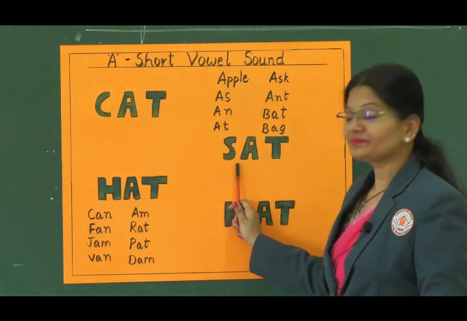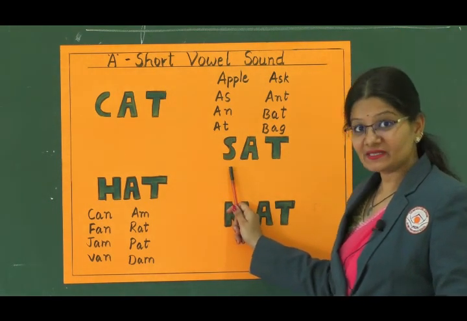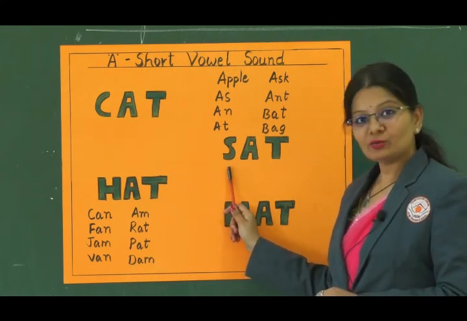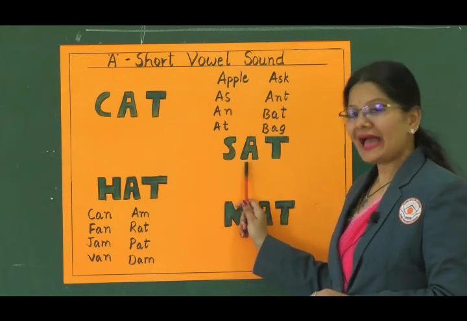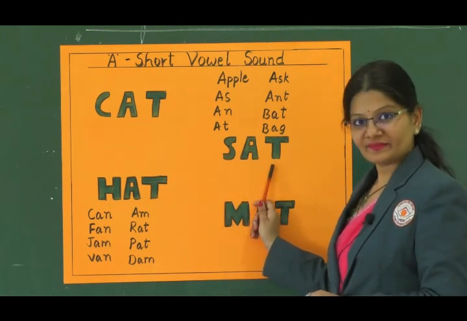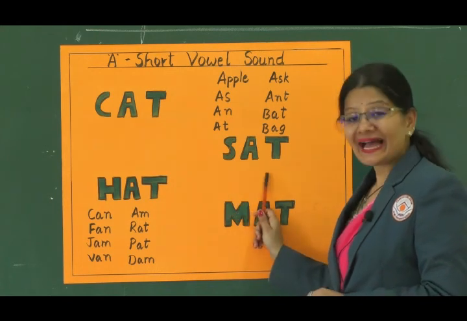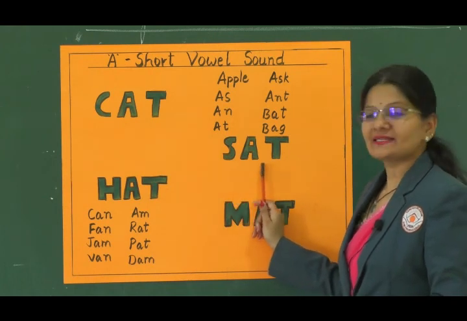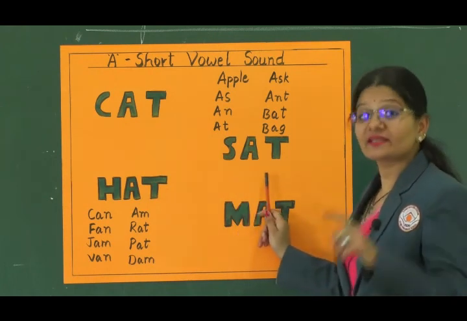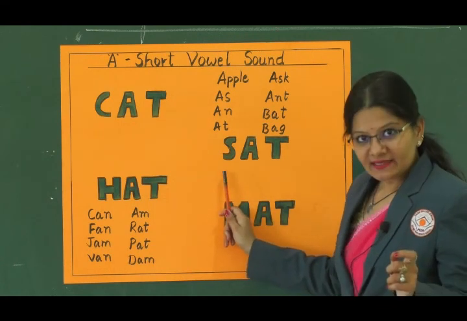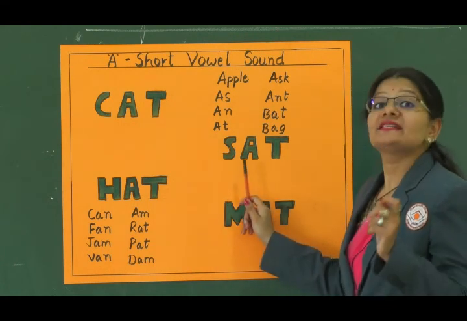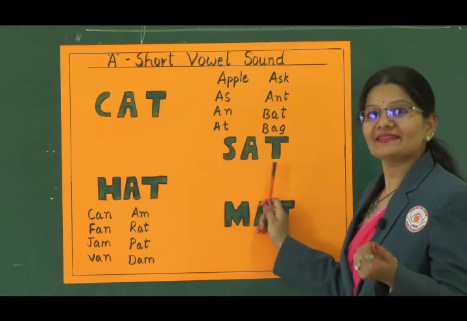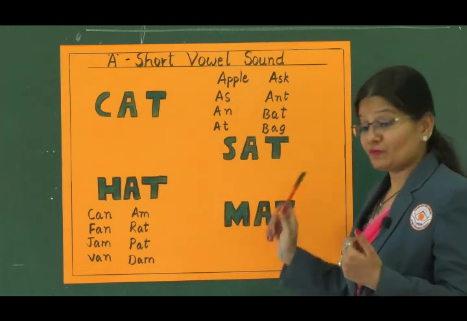Look at this word. Right? This is the letter S. How does this sound? S. A. T. So together, sat. Right? So, S. A. T. Sat. Now you repeat. S. A. T. Sat. Repeat again, kids. S. A. T. Sat. Very good.